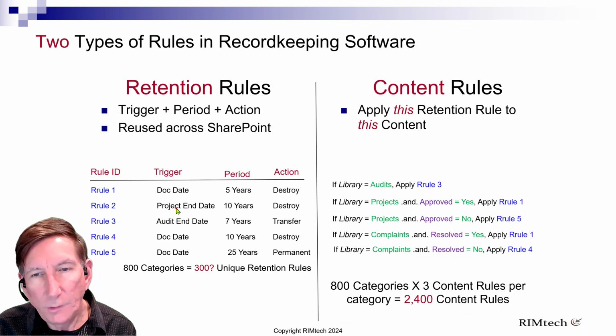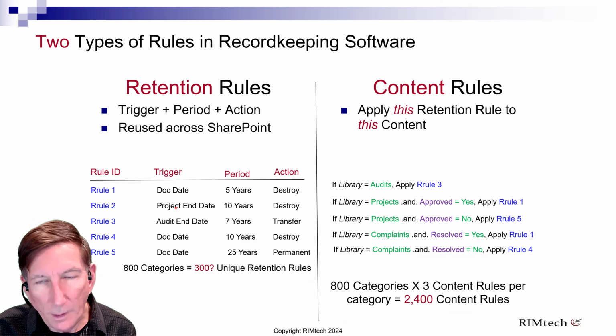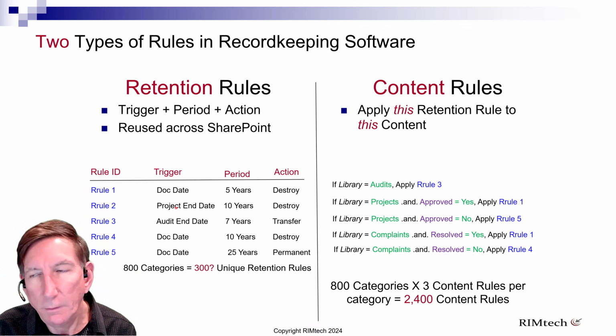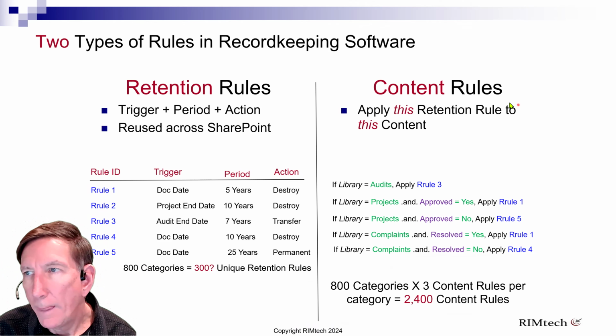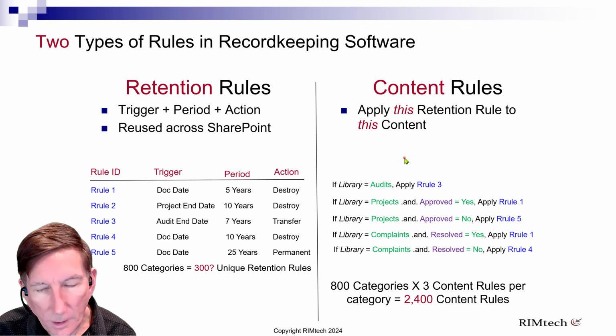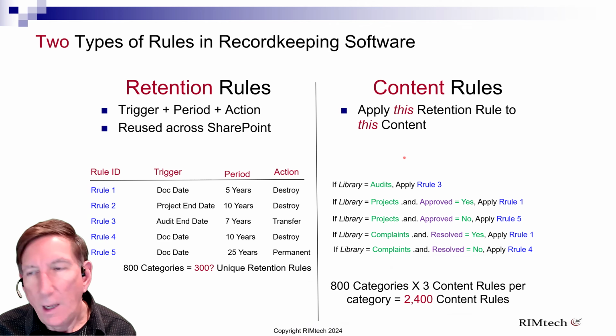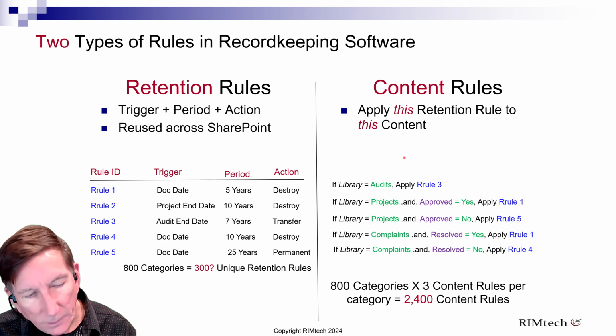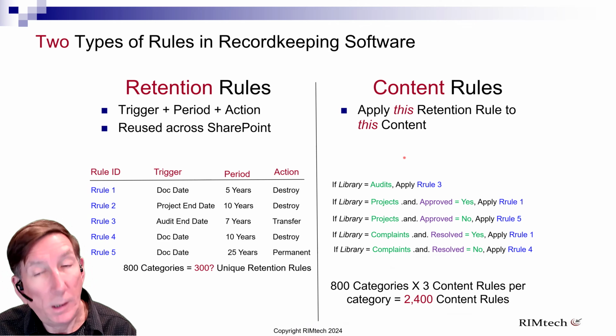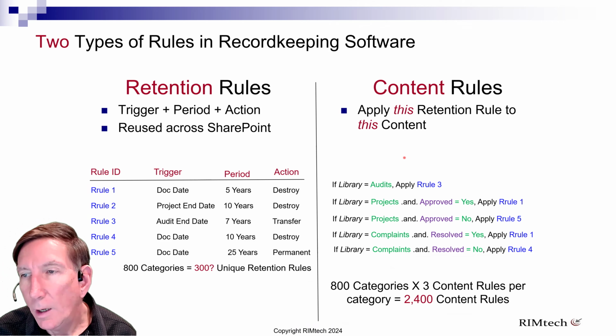So that's just the retention rules. They sit in the records software, and they do nothing. They just sit there in a pile. This is where the action happens: content rules. What's a content rule? A content rule says, for this content in SharePoint, apply this retention rule in blue. So a real simple example: if the library is audits, then apply Rule 3 to everything in that library, which would be audit end date plus 7 years and then transfer.